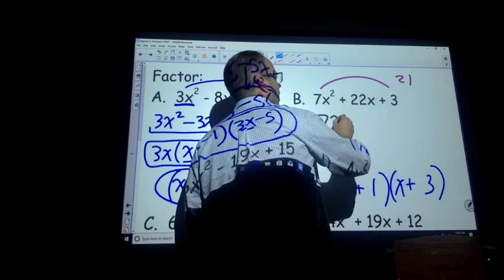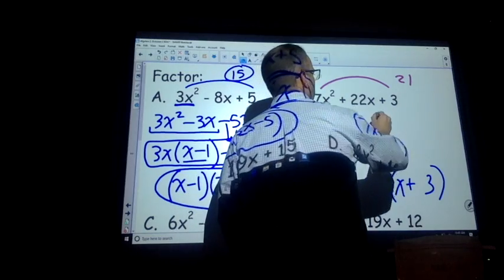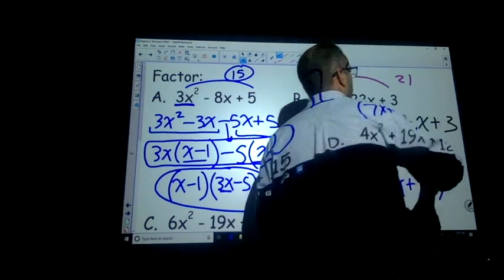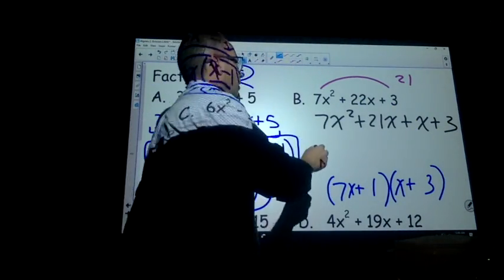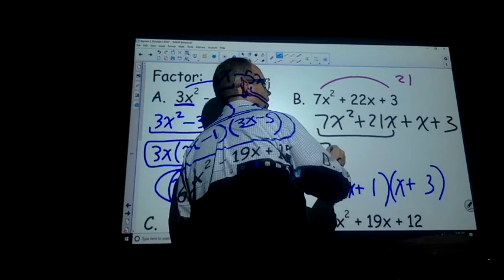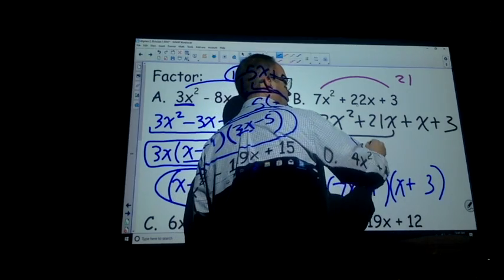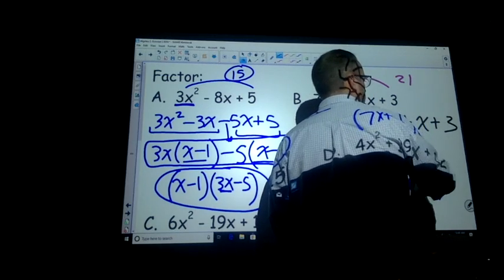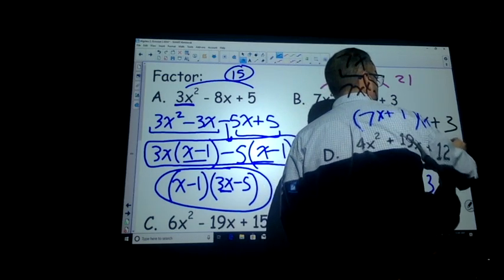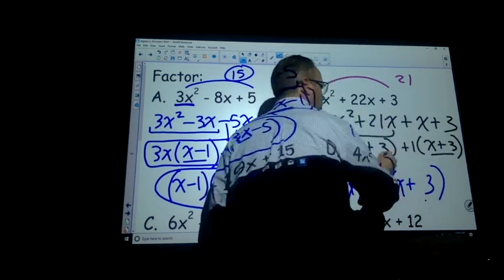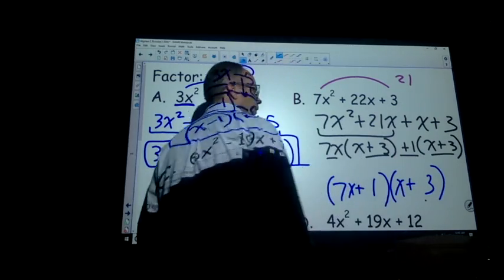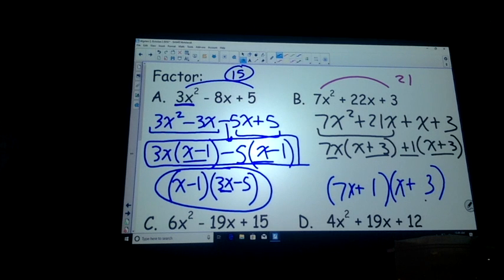So 7x squared plus 21x plus x plus 3. Yeah. That what you did? Okay, what do you have in common here? 7x. So that'll become an x plus 3. Hey, look at that. It's starting to trend. I can't factor anything out here, so it's just a plus 1. That doesn't change. So here's my group, boom. And then 7x plus 1 was left over. Done. It worked. Move on.